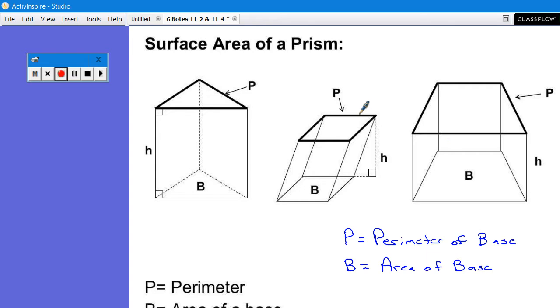Remember though, this is a little bit different. This is not an EOC. You're taking these tests at home. You're allowed to use your notes. You're allowed to use your formulas. So think about that before you take your tests.